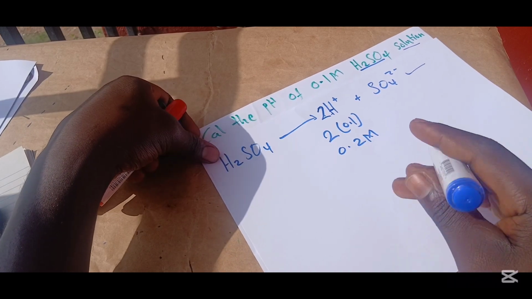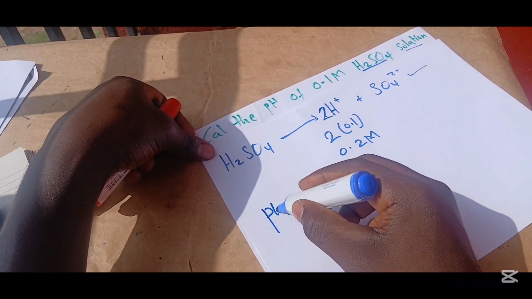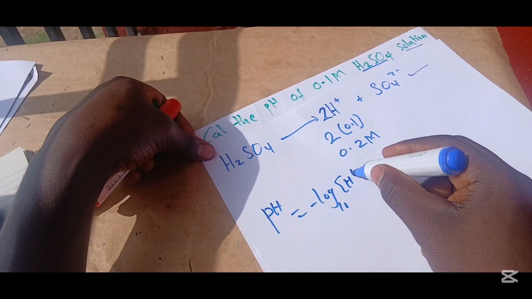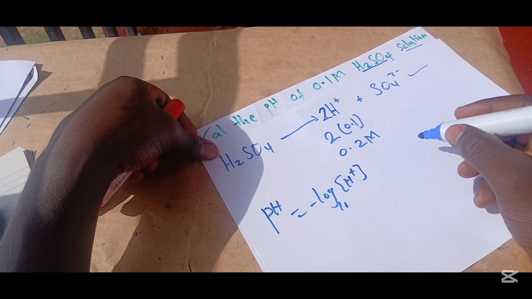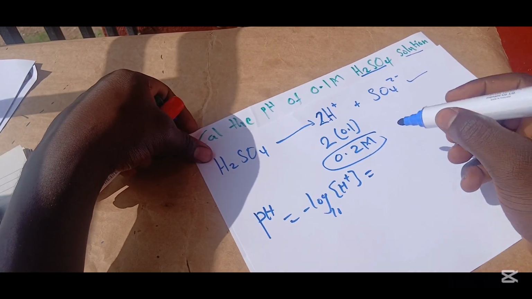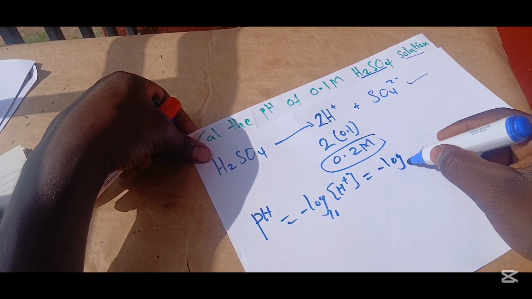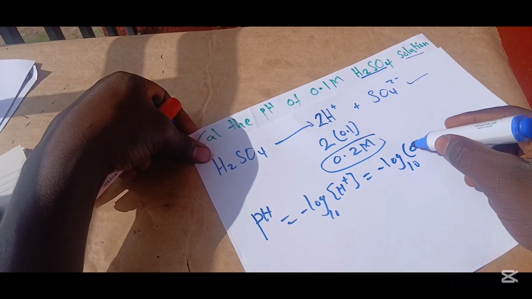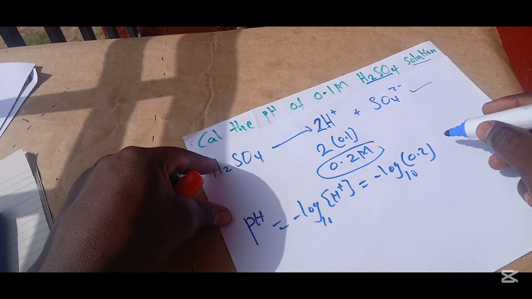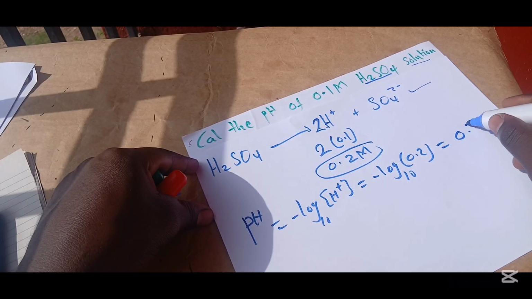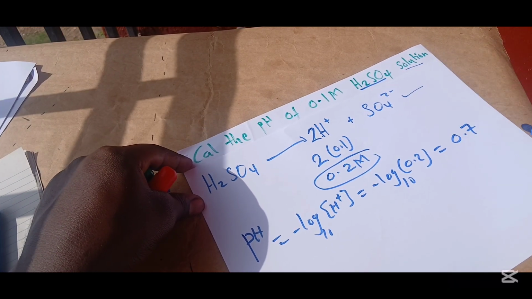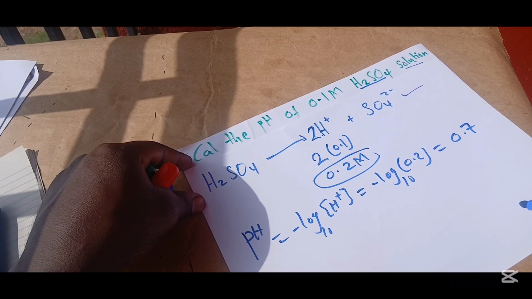So now pH is equal to negative log to the base 10 of the H plus ion concentration. We know our H plus ion concentration to be 0.2. So this is going to give us negative log to the base 10 of 0.2. Operating that gives us 0.7. So the pH of this solution is 0.7.